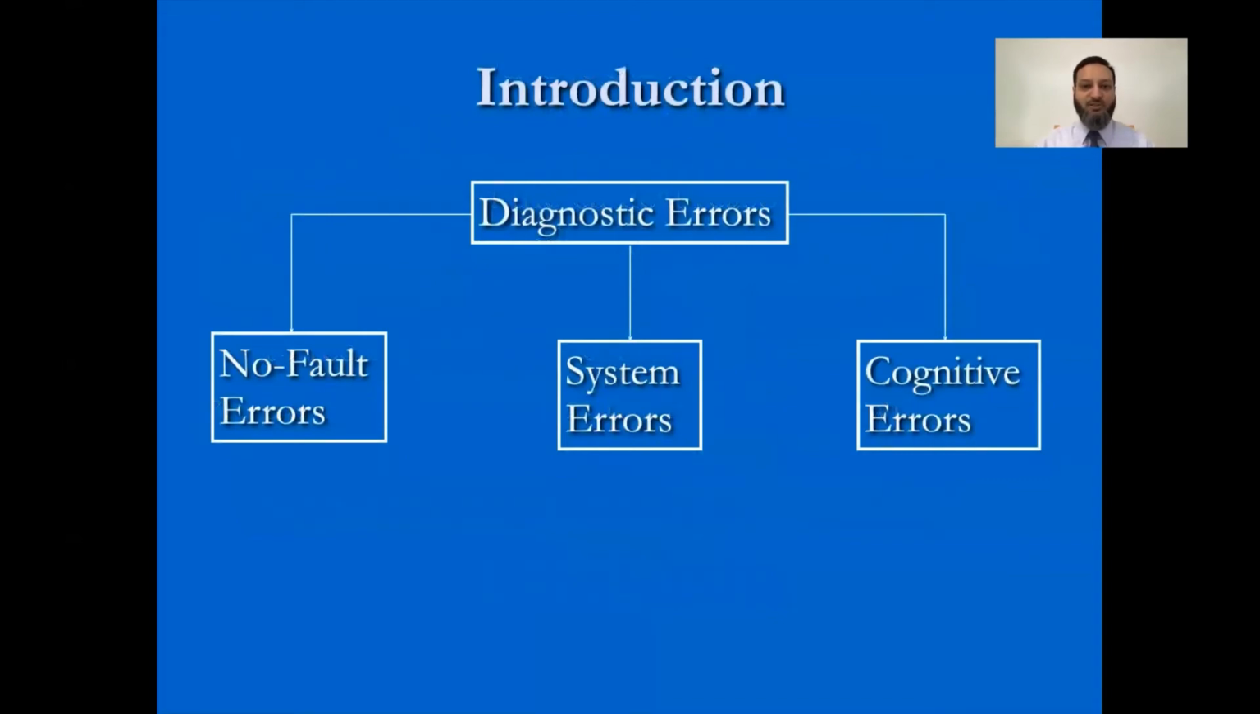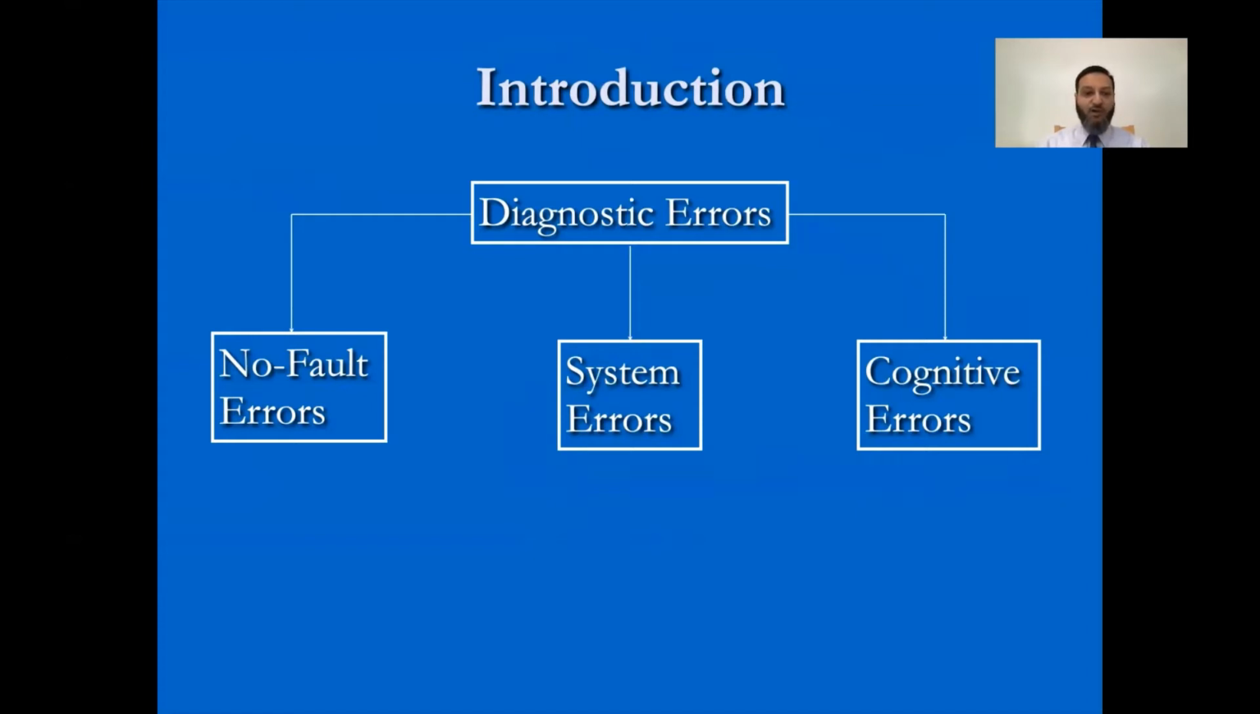So as an introduction, there are many diagnostic errors that occur, unfortunately, when we take care of our patients. These diagnostic errors can be broken up into three different types of errors: no-fault errors, system errors, and cognitive errors. Overall, diagnostic errors are a small portion of the many errors that can occur. Many of the errors are related to medications and other patient safety issues, but we're going to focus on diagnostic errors for the purposes of this lecture.